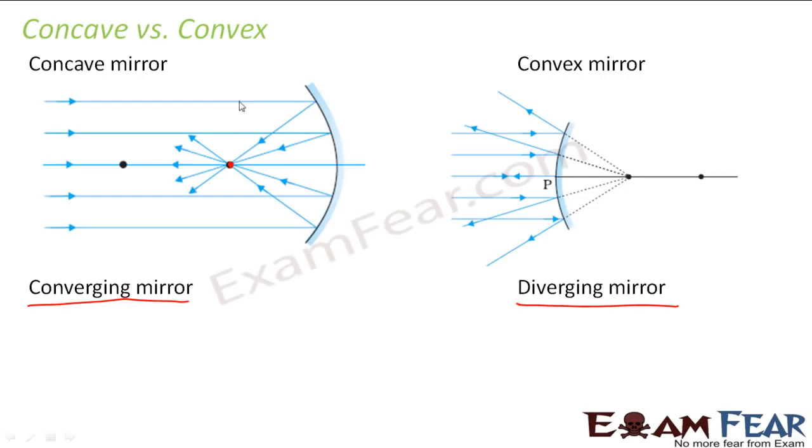So this mirror is similar to the one which we had drawn in the previous slide. This is like this and this is like this. So this part is the silvered part. Here the inside part is the silvered part. So cave means inside. So cave means inside is silvered. Right?